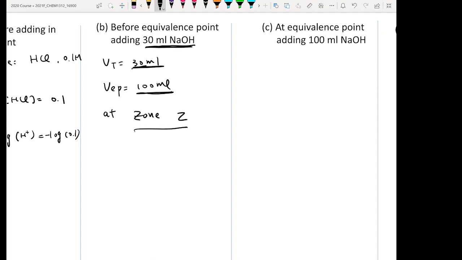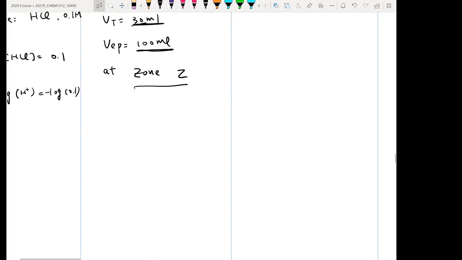When you are at zone 2, what do you have inside your solution? To understand this, it's better to write out your net ionic equation. OH minus plus H plus gives you H2O, right?